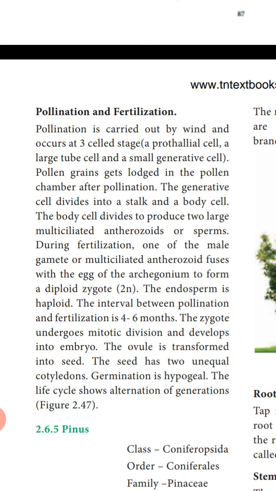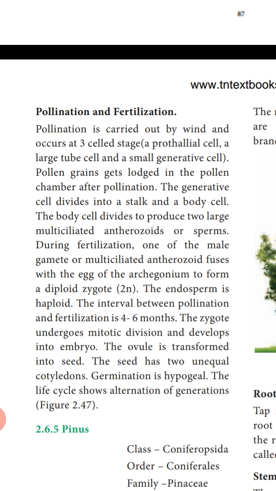So now here what will happen? This generative cell will divide into 2 and form 2 cells. So here two multiciliated antherozoids are produced, the male gametes or the sperms. Now during fertilization, one of the male gametes or one of the multiciliated antherozoids will fuse with the egg of the archegonium and they will form a diploid zygote. The endosperm is haploid. Okay, the endosperm produced here is haploid because fusion is not taking place. So here it is haploid.